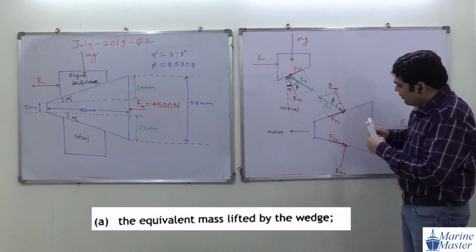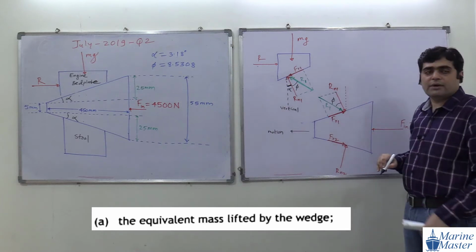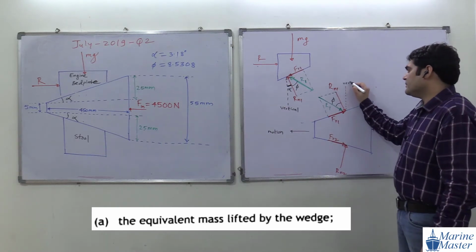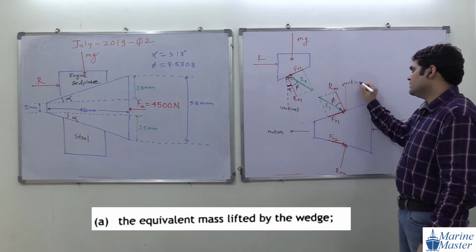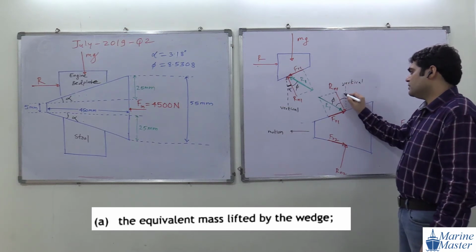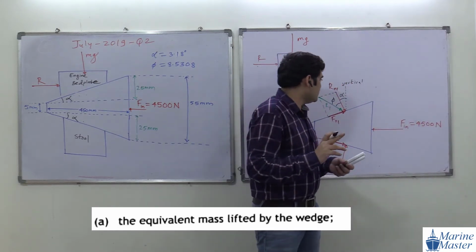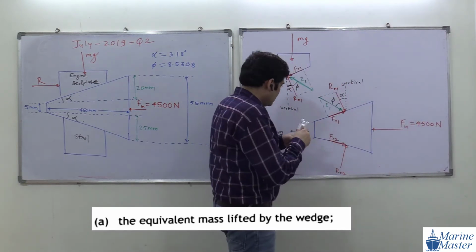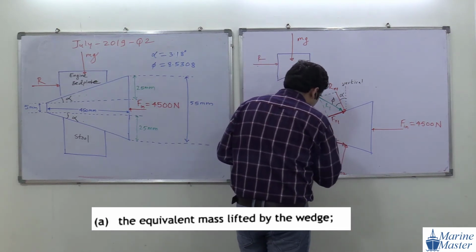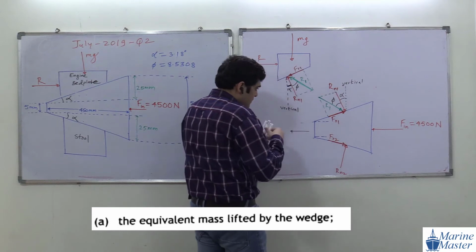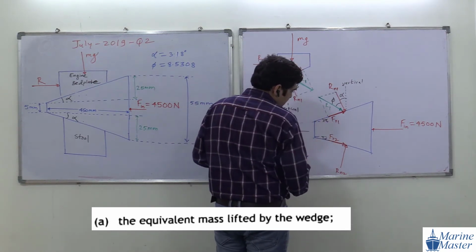Then the next point: this is a vertical line. So this angle will be what, guys? Alpha. Okay, see the scenario. This angle is alpha. Here I am showing alpha, and here also I am showing alpha. See the drawing, everyone.